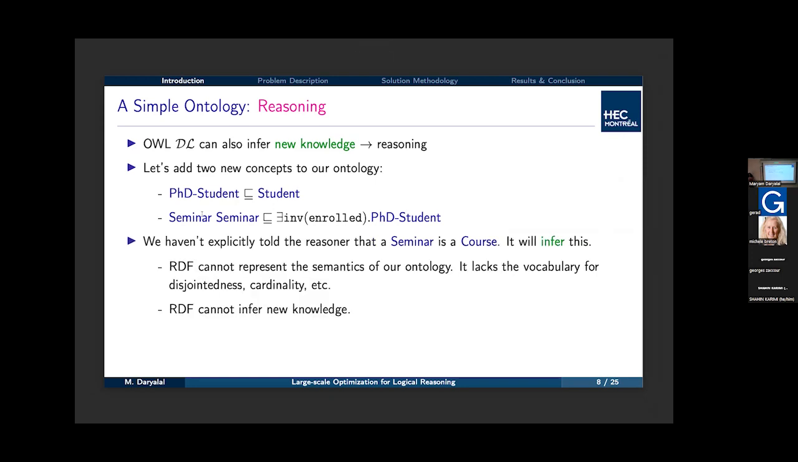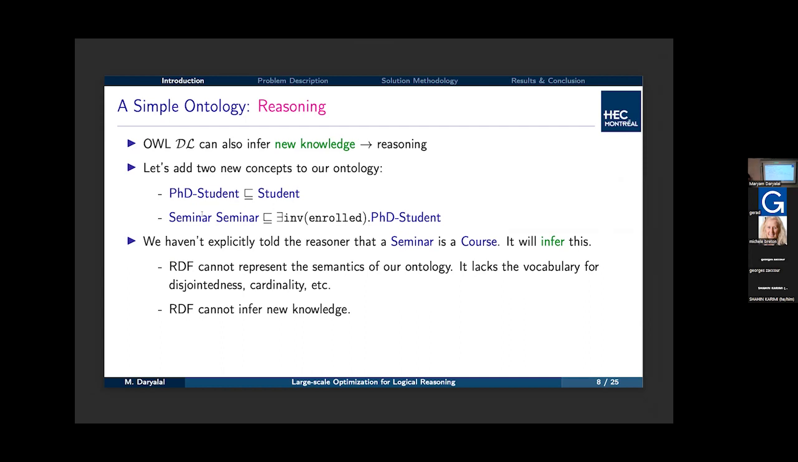We haven't told the reasoner that a seminar is a course. For us humans, this is obvious. If the PhD student, which is a student, is enrolled in something, that thing is a course. For us, this is obvious. For a machine, this is not obvious unless we tell it, or there is an algorithm that can infer this as knowledge.